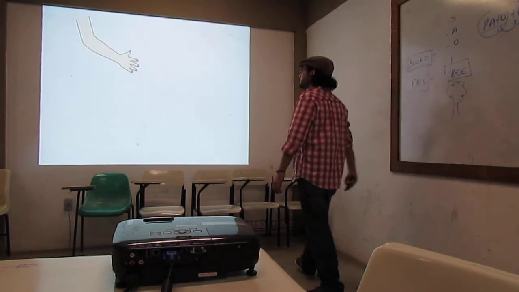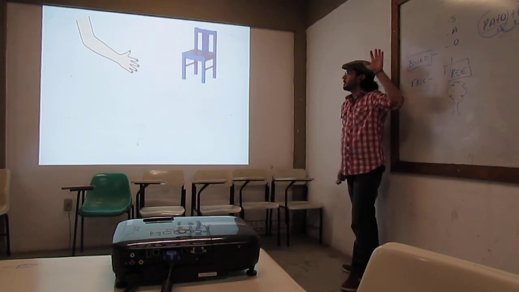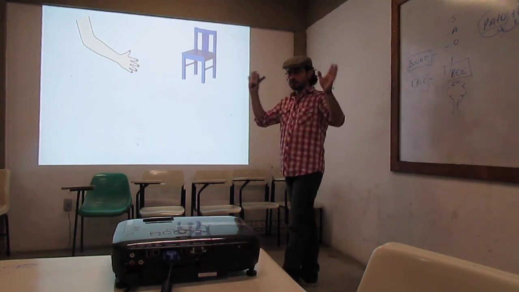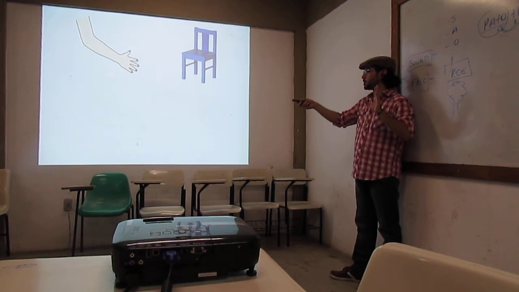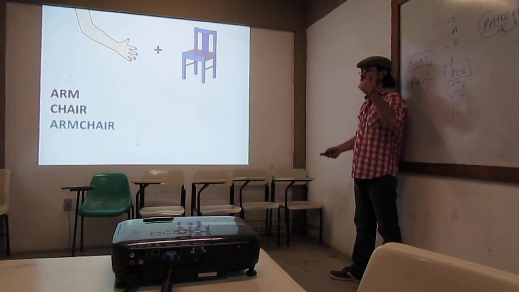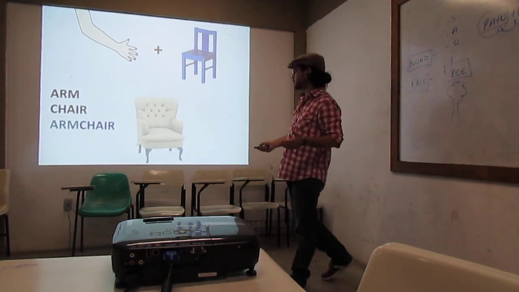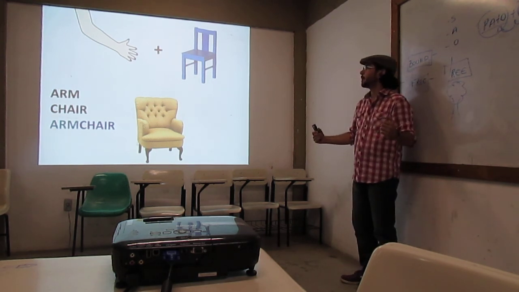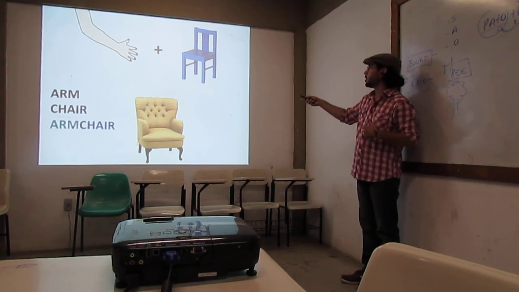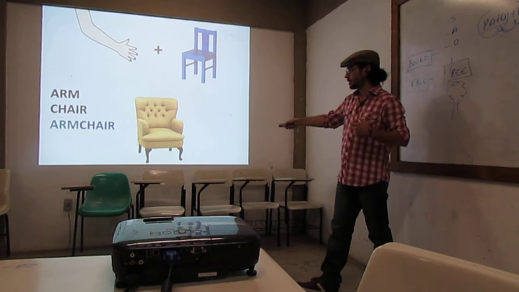Tá bom? And we have the example of arm, braço, and chair. We have two different words. But if you try to make a combination between arm and chair, you can create a new term, armchair. And armchair is totally different. Armchair is a kind of chair with your arms. Arm is one thing, chair is another thing, and armchair together is a third meaning, third term.